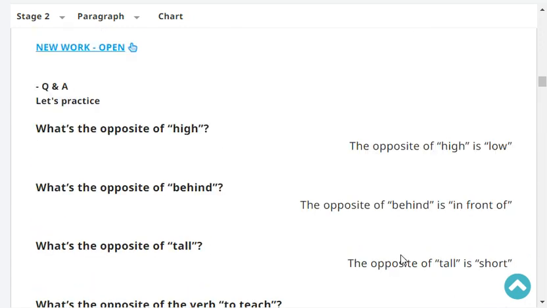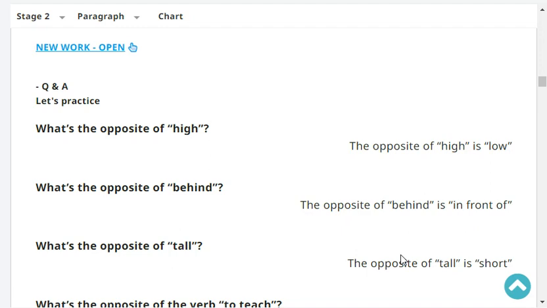Okay, what's the opposite of high? The opposite of high is low. High is low. What's the opposite of behind? The opposite of behind is in front of. Very good.